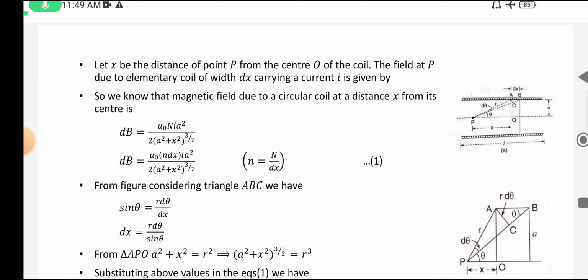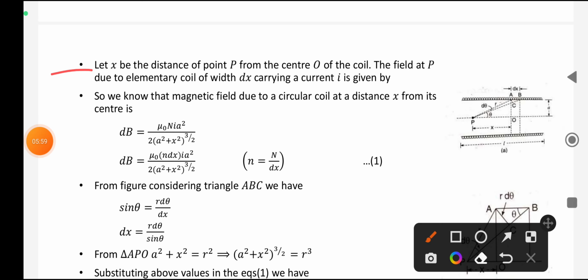Let x be the distance of point P from the center O of the coil. See, here to here the distance is x. The field at point P due to the elementary, very small coil of width dx carrying a current I is given by... Through it, as I have already shown above, the current I is flowing.